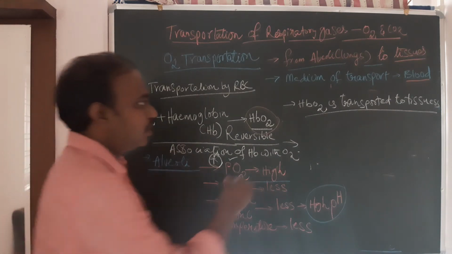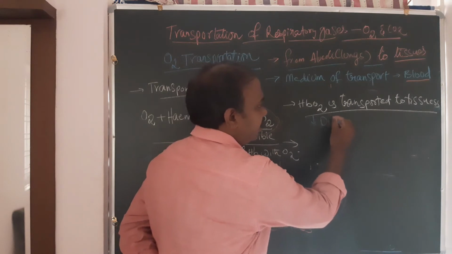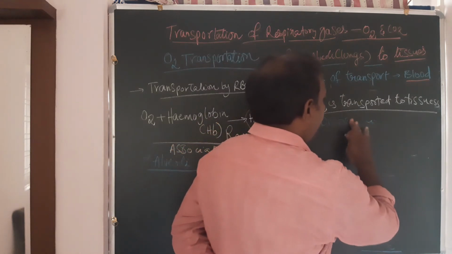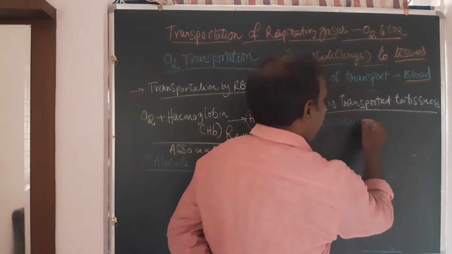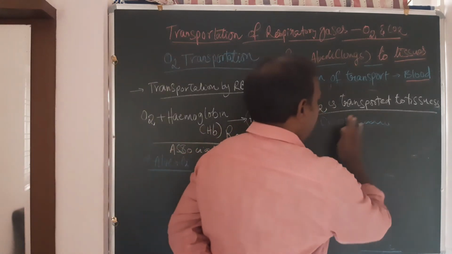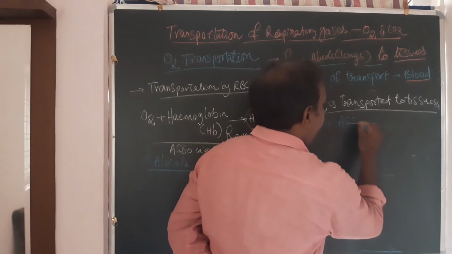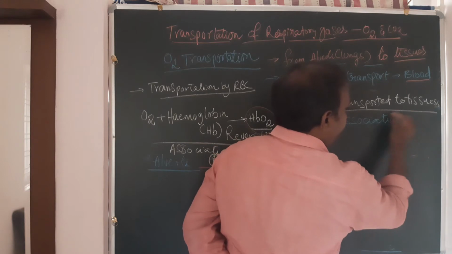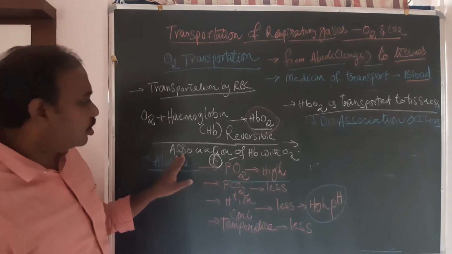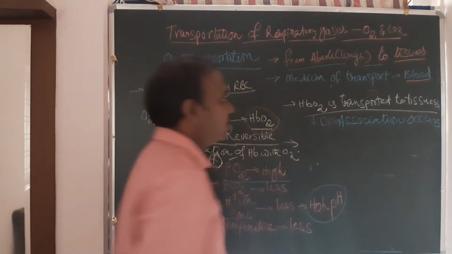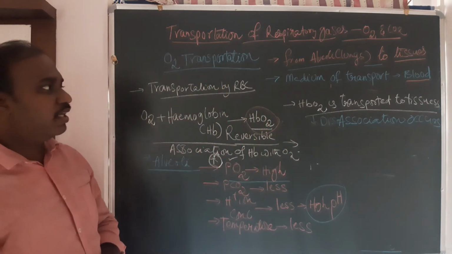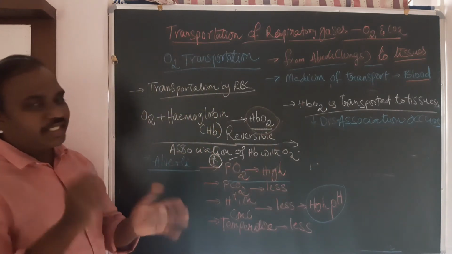At the tissues what happens? The dissociation, association, sorry. So here at the tissues, the dissociation of the hemoglobin with oxygen occurs, right? Why is that happening? Why does the dissociation occur?